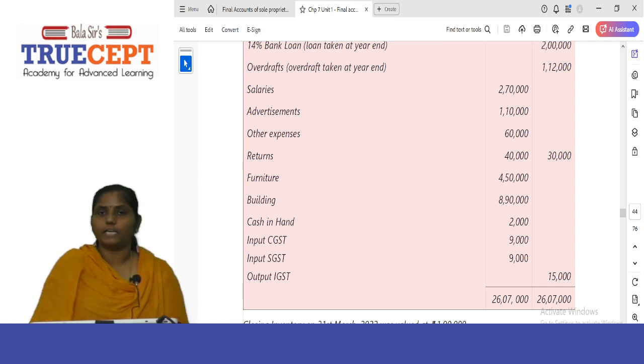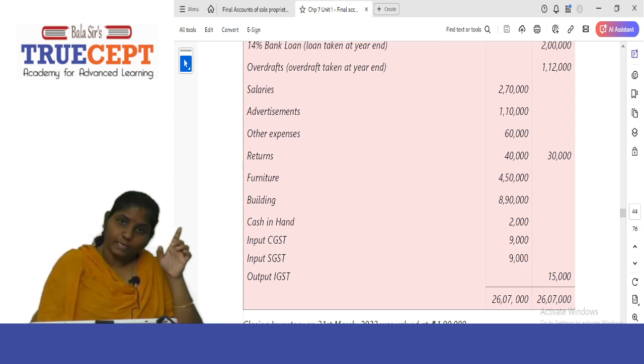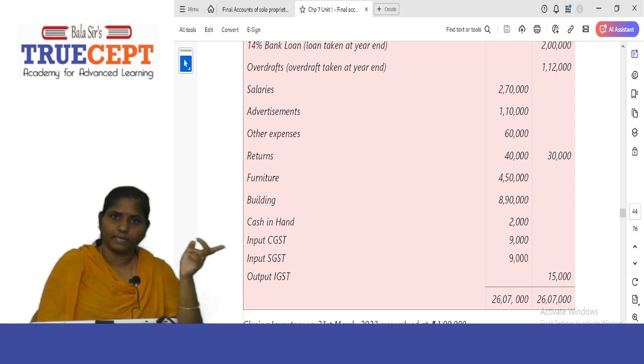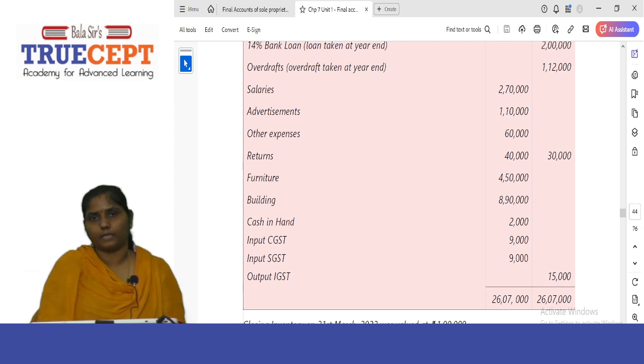15,000 I will remit to the government, provided I don't have a credit, fully I pay. If I have a credit, I will subtract the credit available and pay only the amount that is due to the government. Here, ma'am, I have IGST output, which means I have to pay, for interstate or different state transactions, GST to the central government. But the input I have is not IGST, right? Can you see that? The input value I have is not from IGST. What I paid is what? CGST and SGST, 9,000 and 9,000.